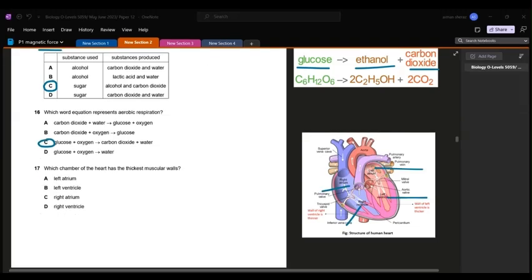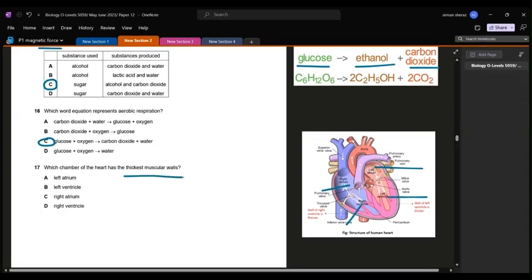Question number 17. Which chamber of the heart has the thickest muscular walls? Now there are four chambers: right atrium, right ventricle and left atrium. So you can see that left ventricle has the thickest muscular wall. Why? Because aorta arises from that. And aorta is supposed to pump blood all around your body. And you know that arteries branch from the aorta. So it's definitely left ventricle.